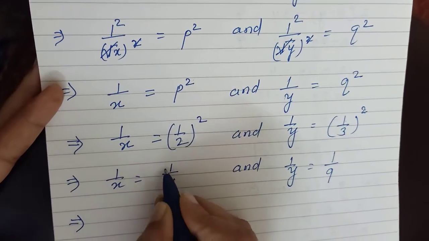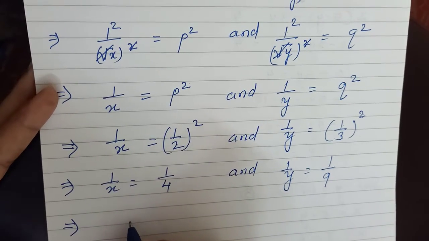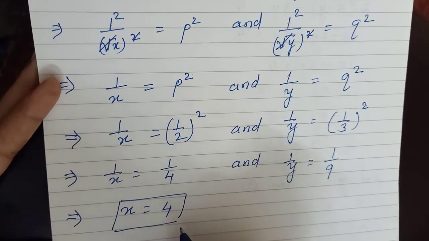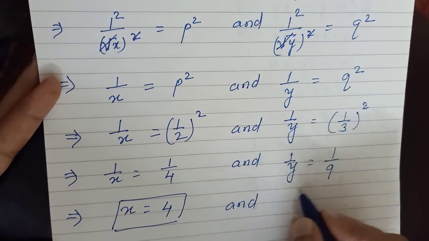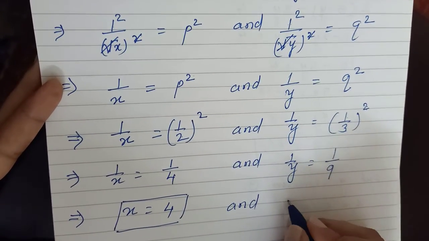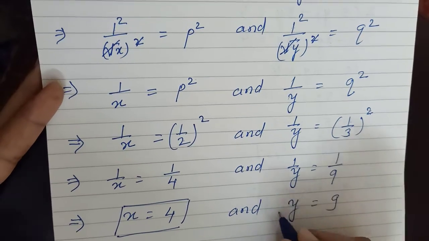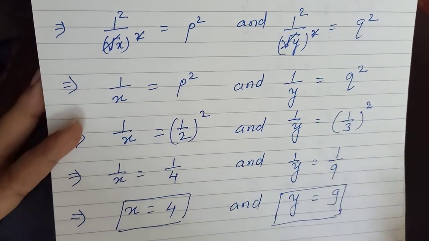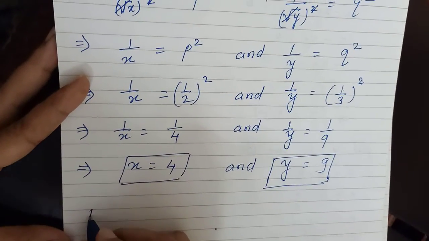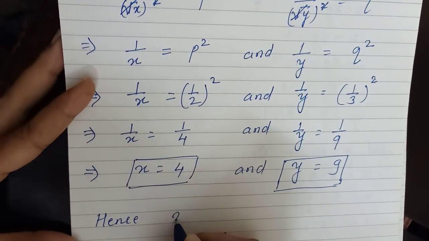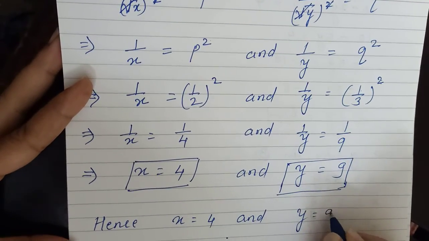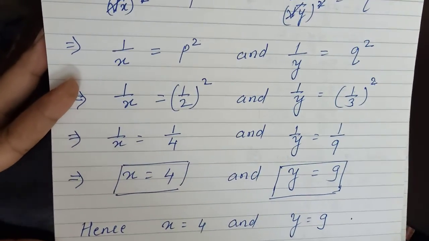Then solve this for x and y. If you take the cross multiplication, x equals 4, this is the value of x, and if you take the cross multiplication here, y equals 9. These are the required values. Hence x equals 4 and y equals 9. This is the answer.